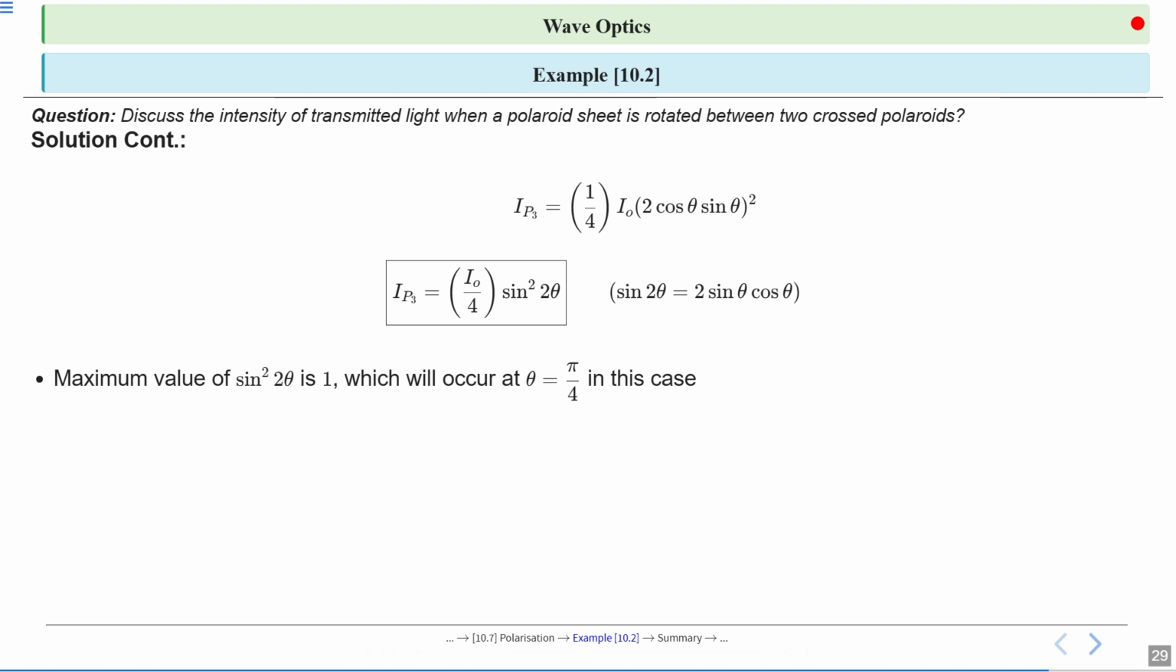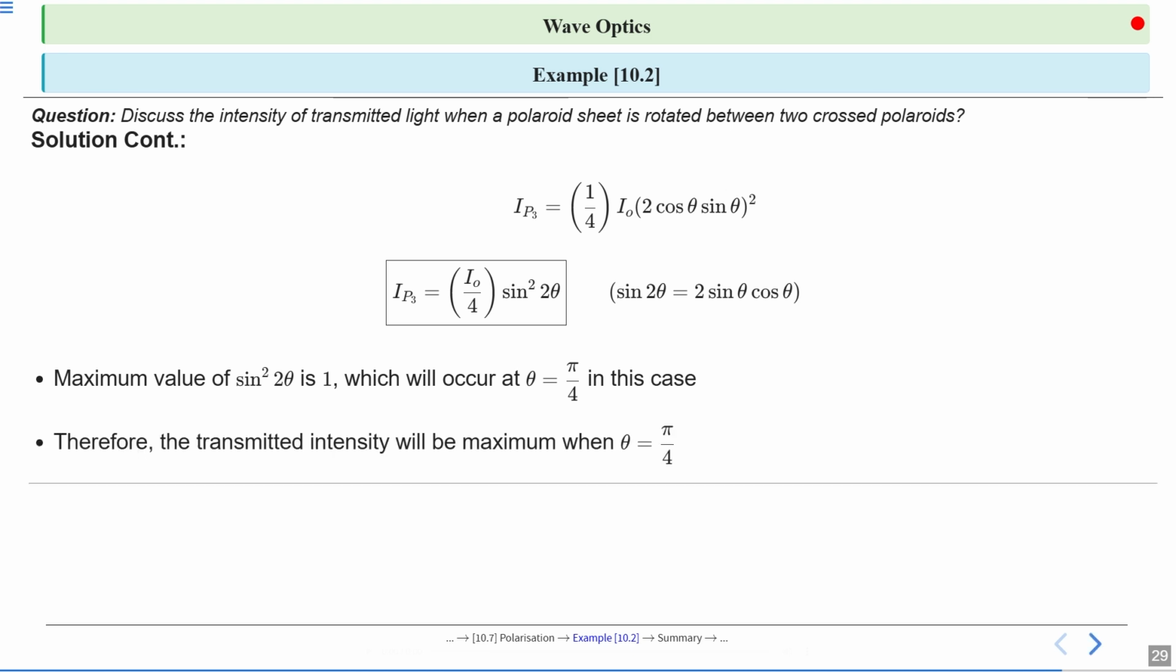So the maximum value of sine square 2 theta is 1. This maximum occurs when theta equals pi upon 4. For pi upon 4, sine square 2 theta will be maximum, because pi upon 4 multiplied by 2 will become pi by 2. Sine pi by 2 is 1, and 1 squared is 1. So the maximum value of sine square 2 theta will be 1 when theta equals pi by 4. Therefore the transmitted intensity will be maximum when theta equals pi by 4.